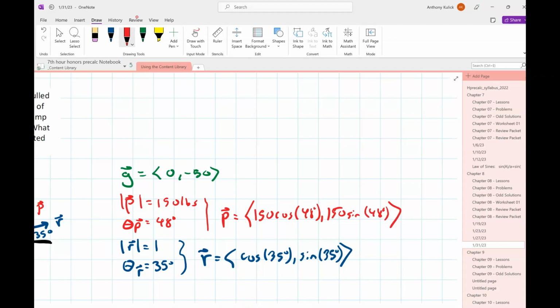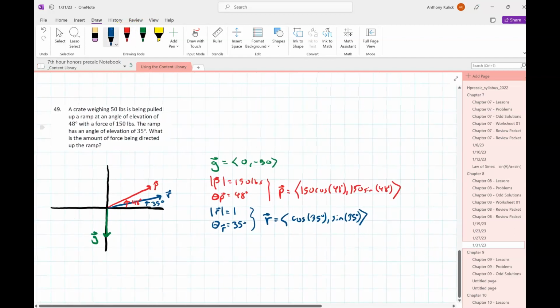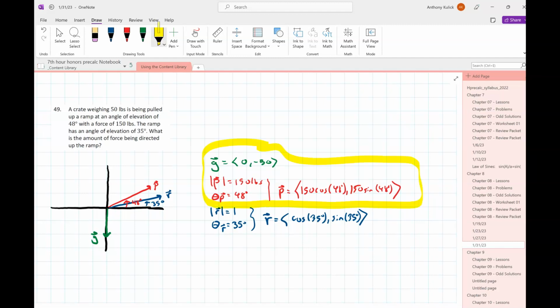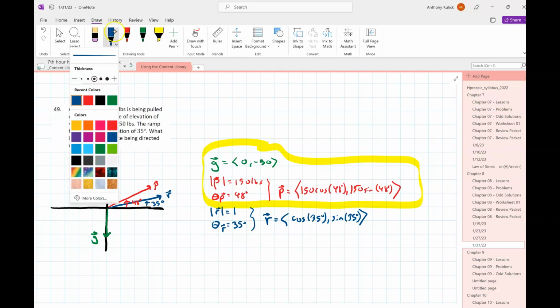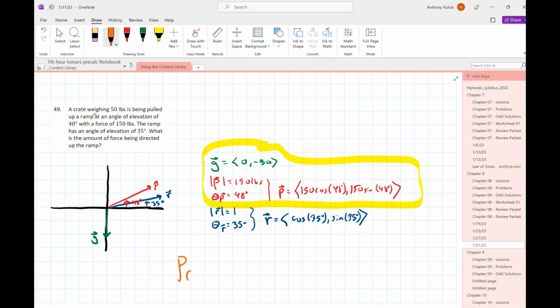But I have three vectors going on. How do I? So it says what amount of force is being projected up the ramp. Those are both forces acting on the ramp, correct? So I'm going to project the force G plus P up the ramp, or onto the ramp.